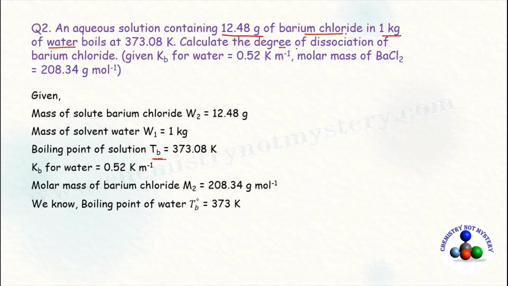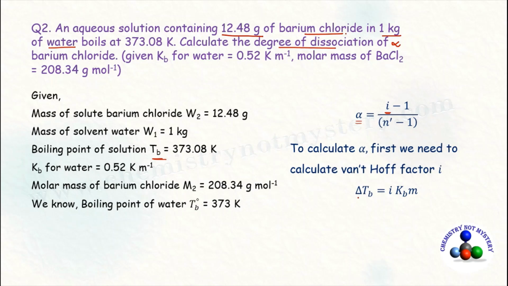Here we have to calculate degree of dissociation, that is alpha. And for the calculation of alpha, we have a formula. Alpha is equal to I minus 1 over N dash minus 1, where N dash is the number of ions produced after dissociation. But here, the value of I is also not given. So first we have to calculate the value of I to calculate the value of alpha. For the calculation of Van't Hoff factor I, we have another formula. Delta TB is equal to I Kb into M.